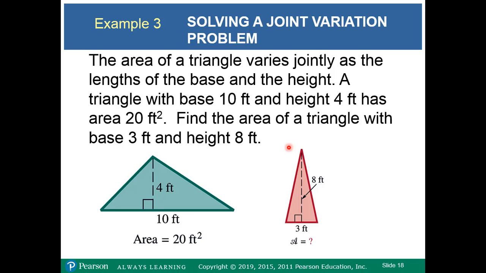Right? And we already know what that constant is going to be if you remember the formula for the area of a triangle. It'll be 1/2, because we know the area of a triangle is 1/2 base times height. But let's prove it using joint variation.